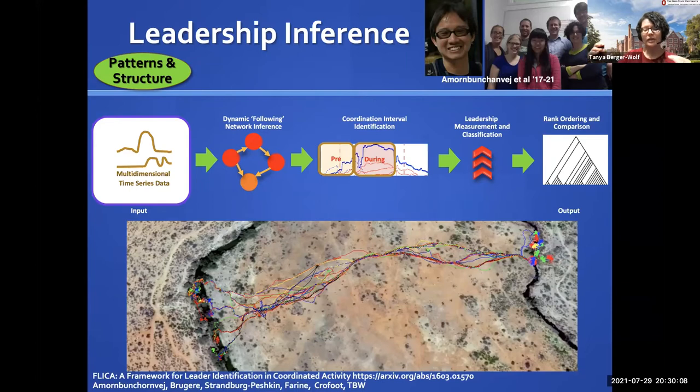And this transition from few, if any, individuals following somebody to everybody following everybody means that the network of following goes from very, very sparse, very few edges, to essentially a complete network. So if we just look at the density of this network, we can really identify this process of transitioning from the uncoordinated state of the group to the coordinated one. And so that is what we're looking at.